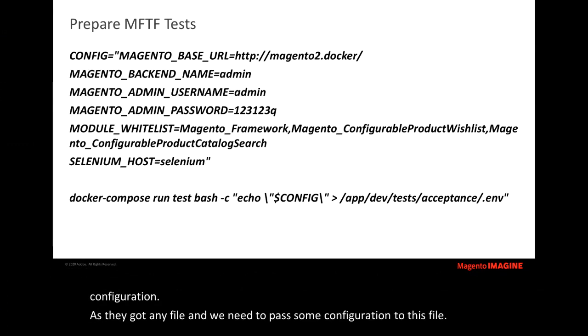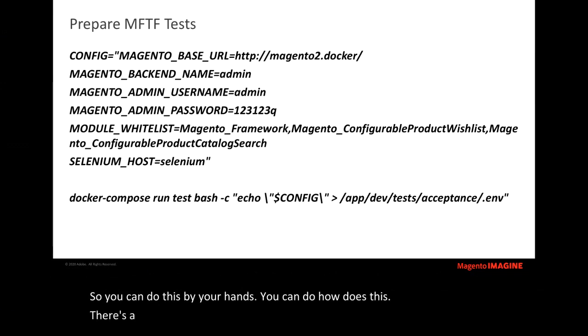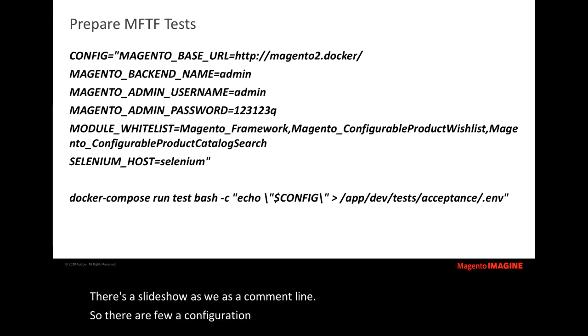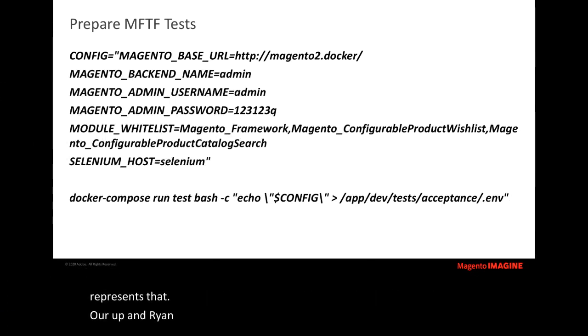So you can do this by hand, or you can do it via the command line, as this slide shows us. There are a few configuration fields here. It is the base URL, which represents our up and running Magento Cloud Docker instance. We also need to pass the backend name for admin, the username, and of course the password.